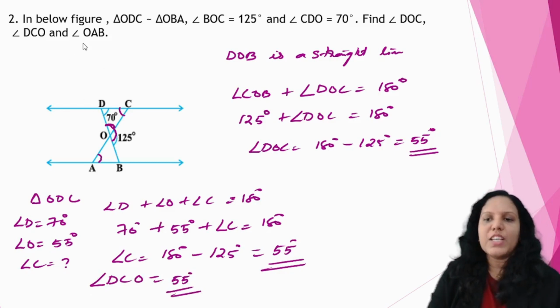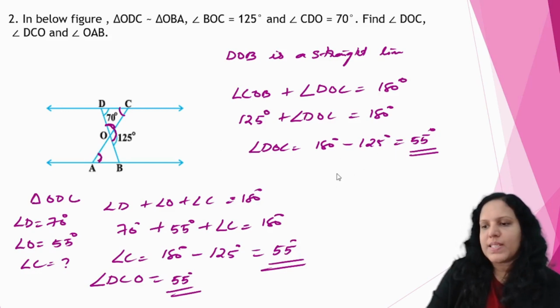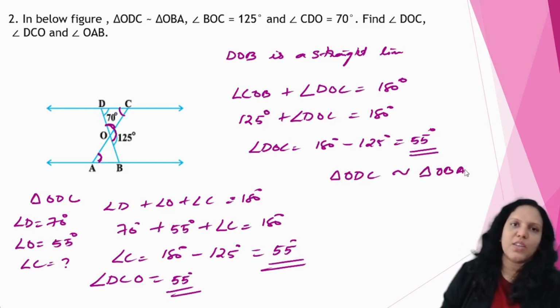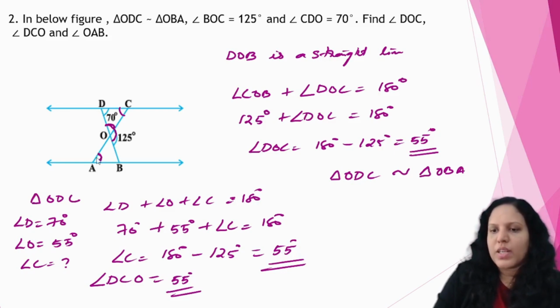The third one is angle OAB. We need to find the angle OAB, this angle. We are given that triangle ODC is similar to triangle OBA. If two triangles are similar, their corresponding angles are always equal. We need to find OAB, which is the corresponding angle of this angle in the other triangle.